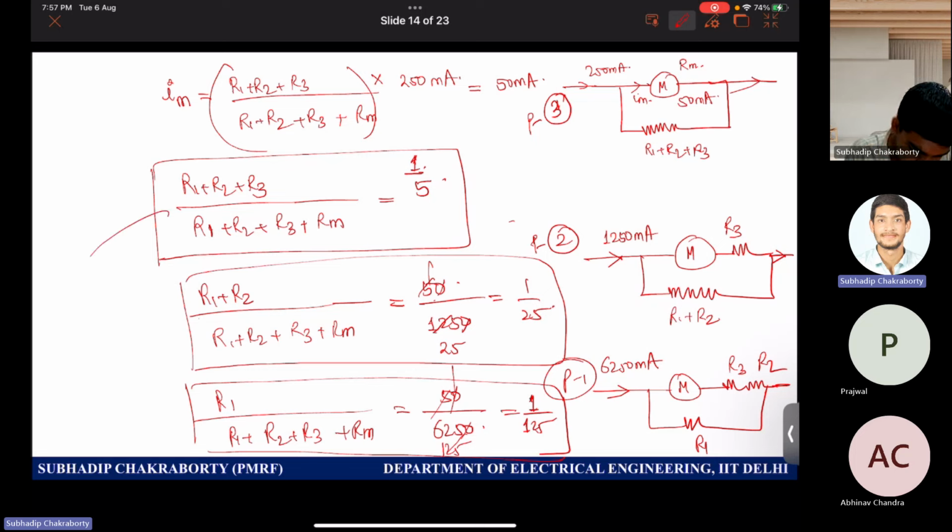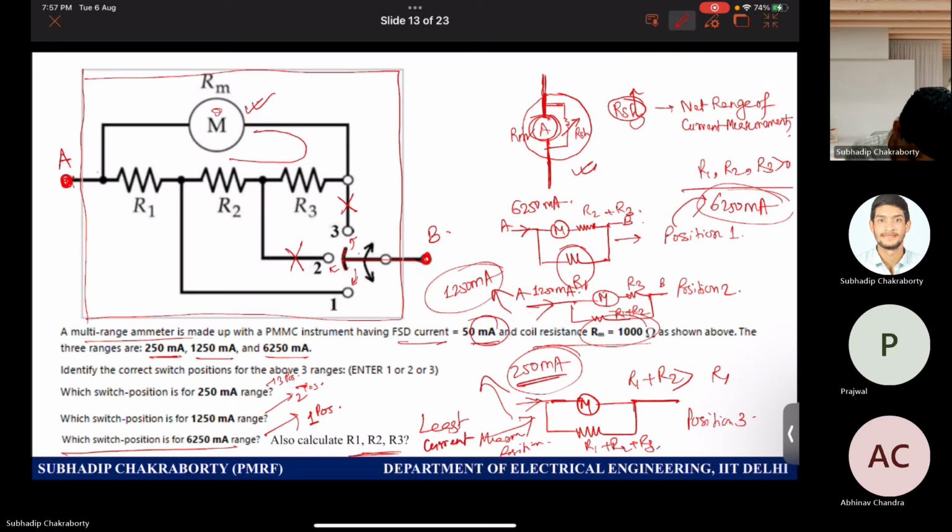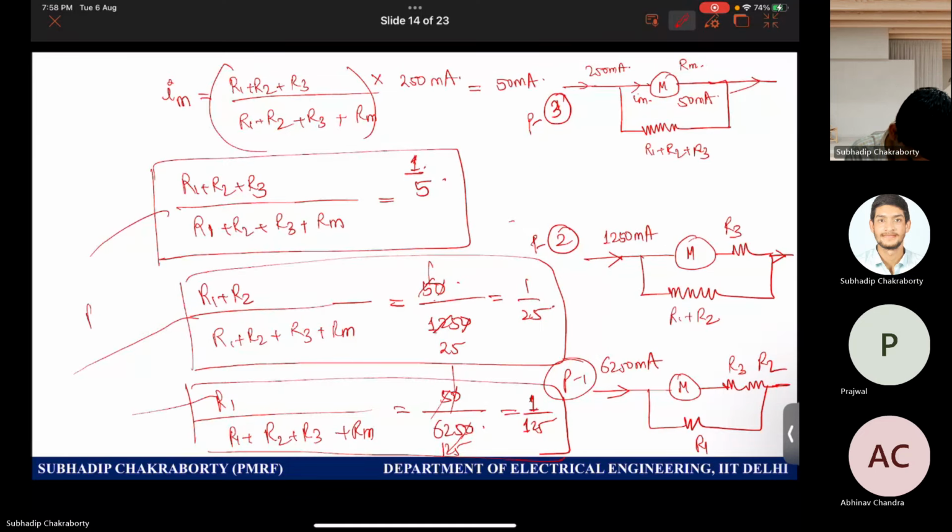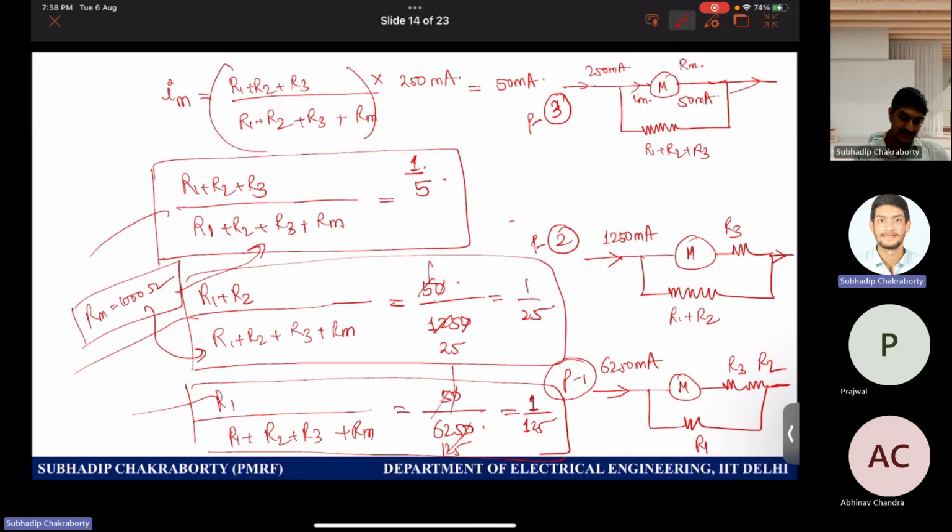So solve these three and you will get, you have three equations and you have three unknowns. You have four unknowns actually. So where will the fourth equation come from? Fourth equation you don't need because Rm is given, right? 1000 ohms, right? Any problem? No, sir. So just put in Rm in all these equations and you can get R1, R2 and R3 values.